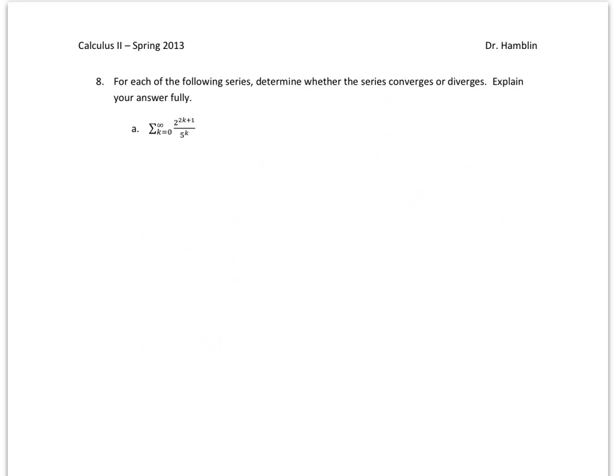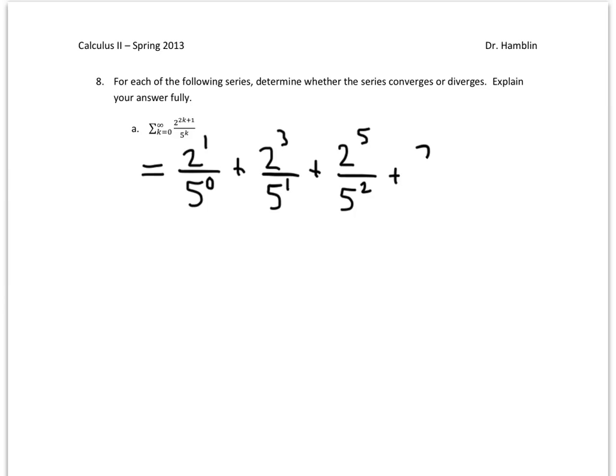actually geometric. If we start writing out some terms of this, when k equals 0, we just get 2 to the first divided by 5 to the 0. When k equals 1, we get 2 cubed divided by 5 to the first, 2 to the fifth divided by 5 squared, 2 to the seventh divided by 5 cubed, and so on and so on. And what we might notice is that from each term to the next, what we're doing is multiplying by 4/5, or 2 squared over 5, multiplied by 4/5, and so on.